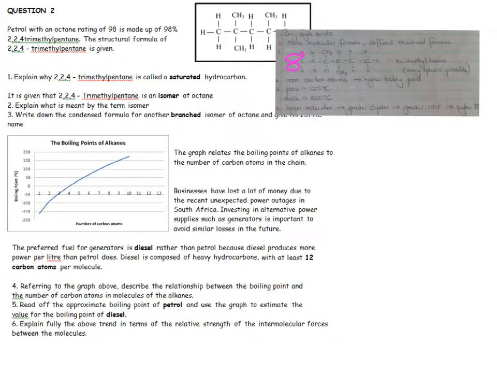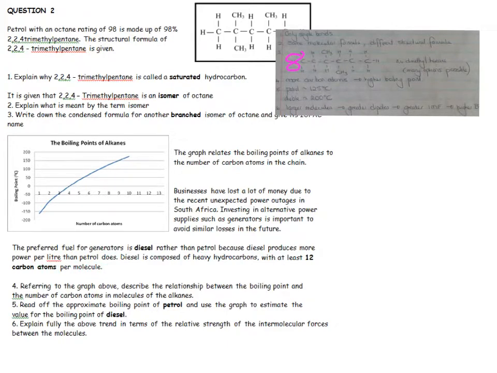Then you're going to say how the graph relates the boiling points of alkanes to the number of carbons in an alkane chain. As the number of carbons goes up, the boiling point is rising as well. Businesses have lost money due to recent unexpected power outages in South Africa. Investing in alternative power supplies, such as generators, is important to avoid similar losses in the future. The preferred fuel for generators is diesel rather than petrol, because diesel produces more power per litre than petrol does. Diesel is composed of heavier hydrocarbons with at least 12 carbons per molecule.